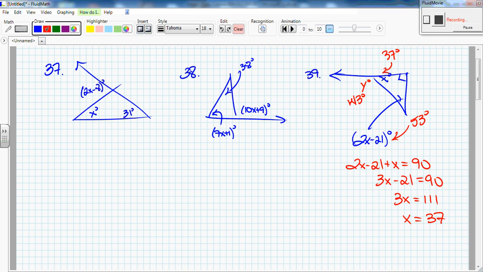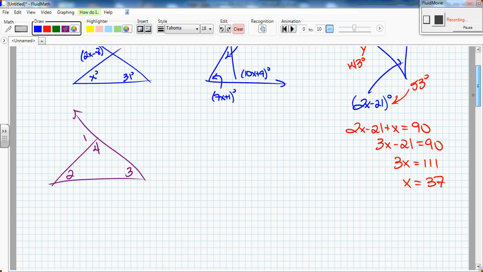Now, to solve for 37 and 38, we're going to do the proof that we did in class. So I'm going to make it look like 37, but it's going to apply to both. So let's say we have this diagram. Right now, we're trying to find the relationship in these angles. Now, in order to do that, we need to know this angle.